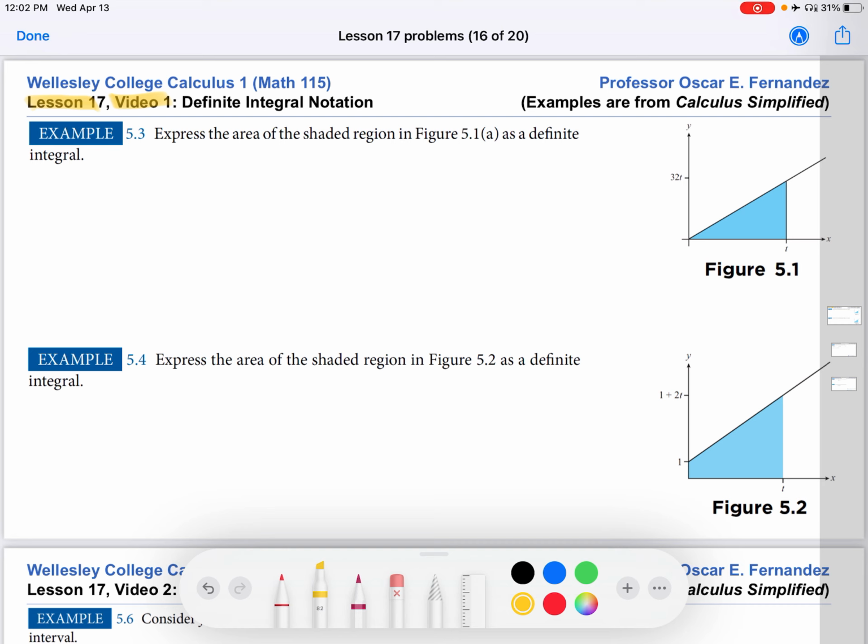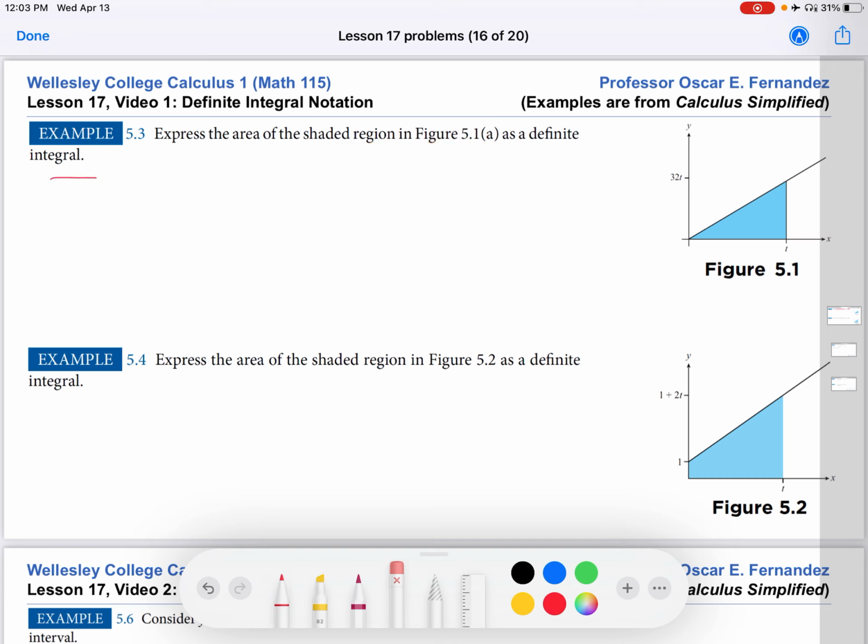So this video's purpose is just to get you comfortable with the notation for the definite integral. We'll do that across two examples from Calculus Simplified. So let's see what they say. First example up here says express the area of the shaded region in this figure as a definite integral.